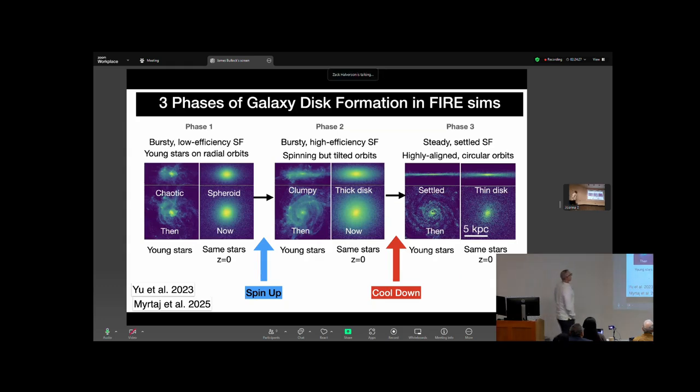So basically what we have here is this first phase where the star formation is bursty and low efficiency and stars are born on radial orbits. These stars tend to evolve into spherical components. Then we have the second phase where stars are spinning up. We still have bursty and very high efficiency star formation, which is kind of interesting. The thing starts to spin, but the orbits are tilted, and this ends up making your thick disk phase. And then finally you have this steady settled star formation in the late time phase.